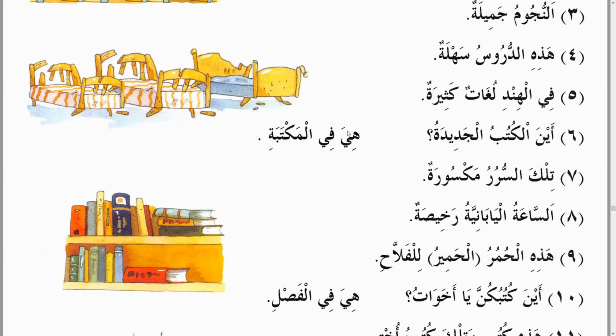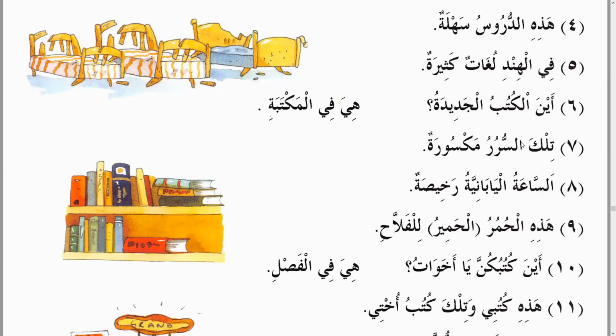Hiya fil maktabati. So they are. Again, hiya means she or it, but now we will translate as they because kutub is plural. So we'll say they are in the library. Hiya fil maktabati. They are in the library. And fil maktabati is again jarun majrur. Lesson number 4, book 1. Fil maktabati. Jar majrur, shibu jumla, khabar.